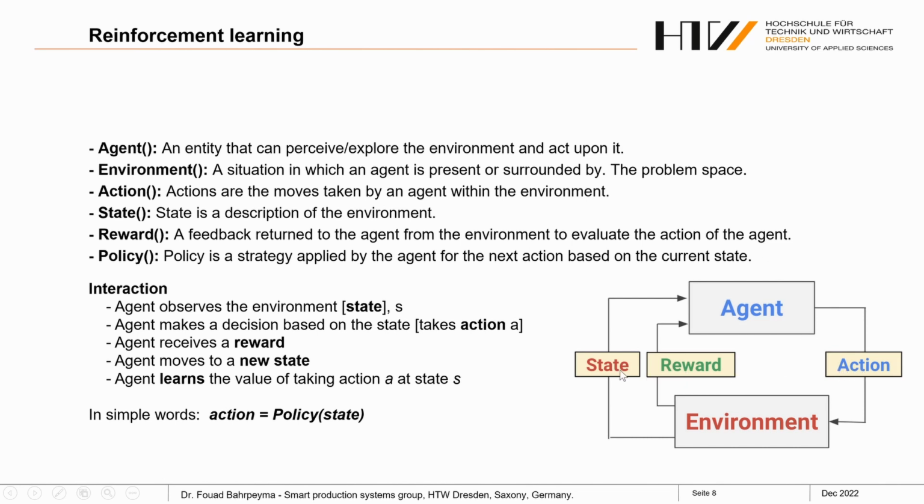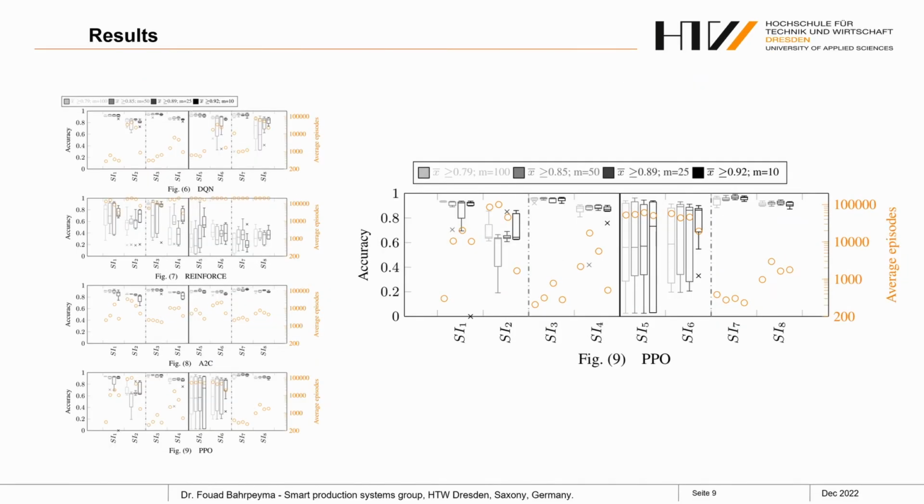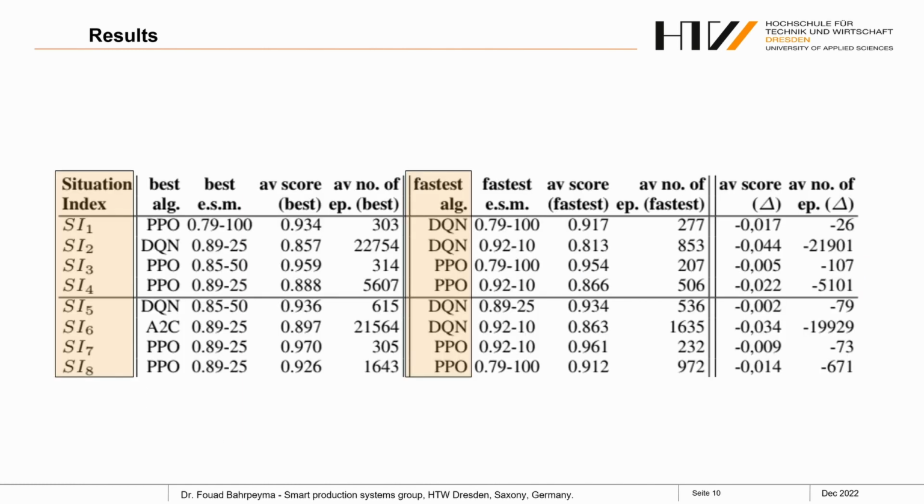So these are the results. In this research, we use four popular reinforcement learning methods such as Deep Q-Network, REINFORCE, Advantage Actor-Critic, and Proximal Policy Optimization. And these are the results for the methods. As you can see in this paper, the best performing method was PPO in terms of the average score and the accuracy, and it competes with DQN for the speed of convergence.